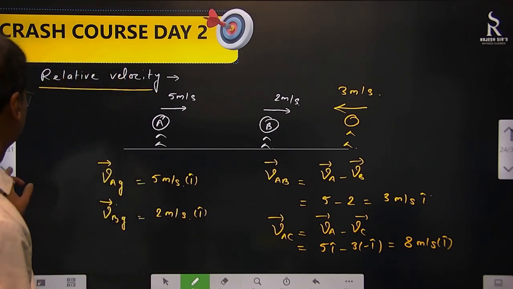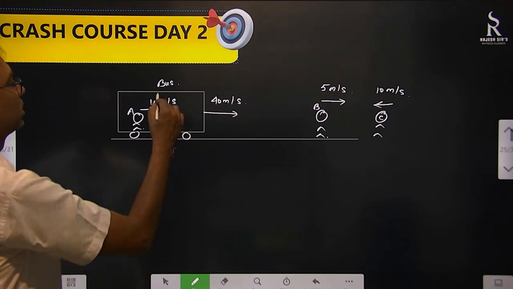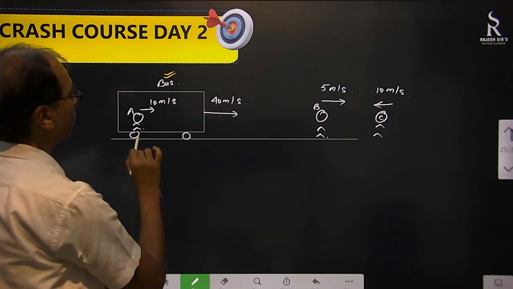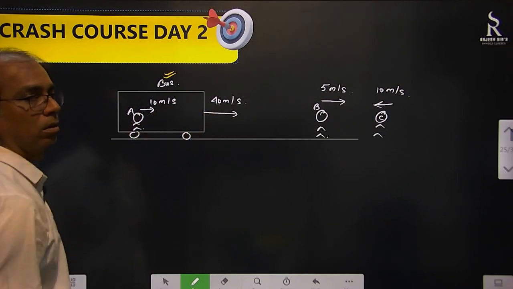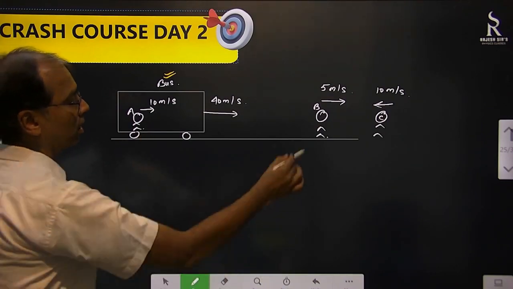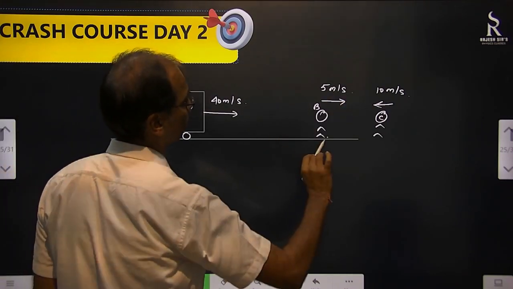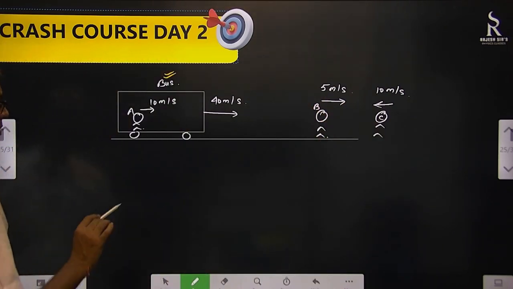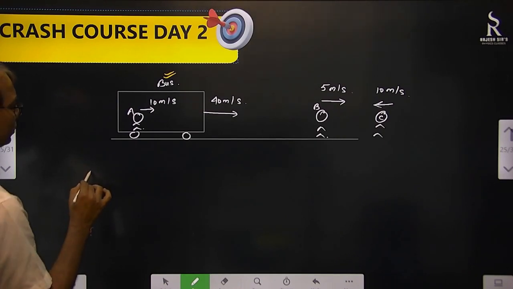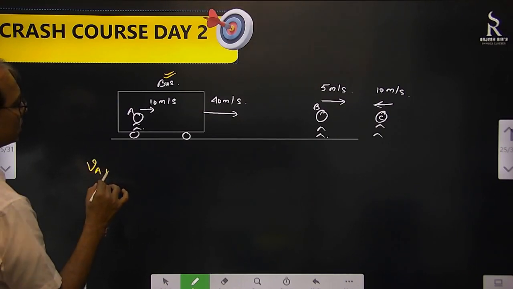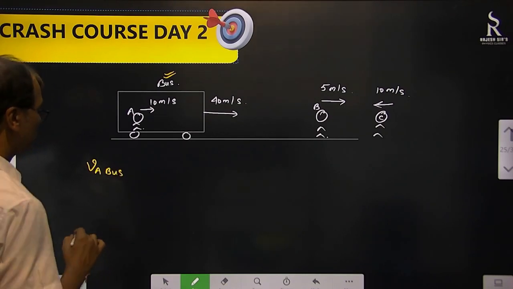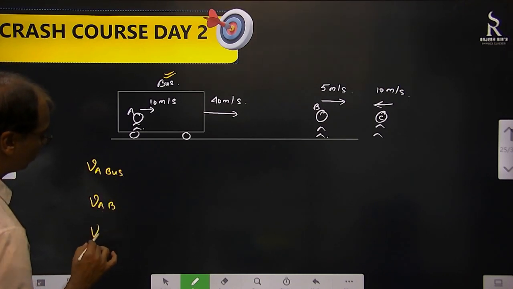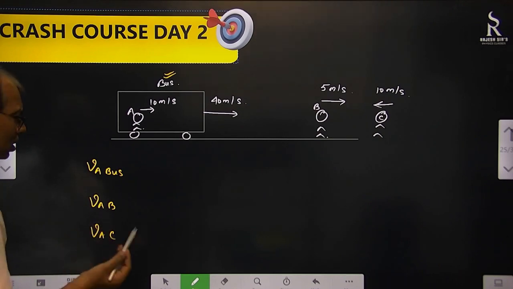See, I'll show you more. This is a bus. In the bus there is a person A. The bus is moving with speed 40. A in the bus is moving with 10 meter per second forward. Here is B, who is moving with speed 5 meter per second. This is C. So what we have to do? First thing is, what is velocity of A with respect to the bus? You are going to find. Then velocity of A with respect to B. Velocity of A with respect to C. Okay, let's do this.